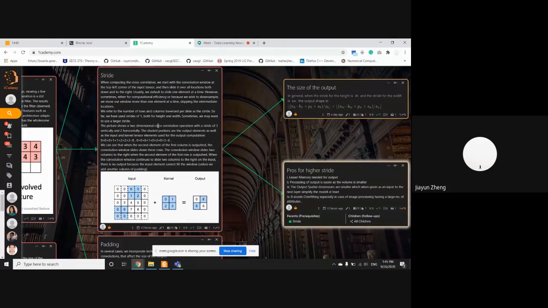this is a two-dimensional cross correlation operation with a stride of 3 vertically and 2 horizontally. So you can see this move to this one is 2, and this move to here is 3.